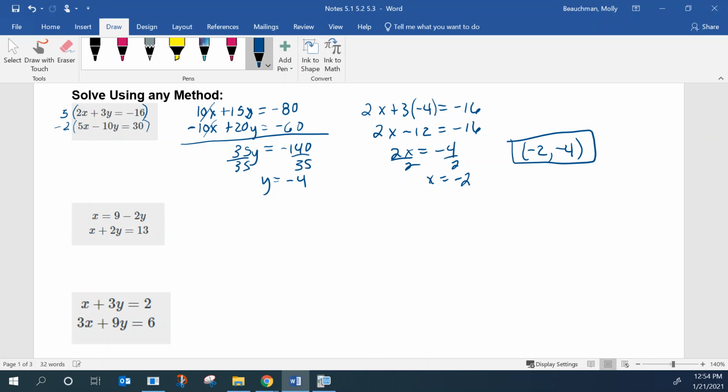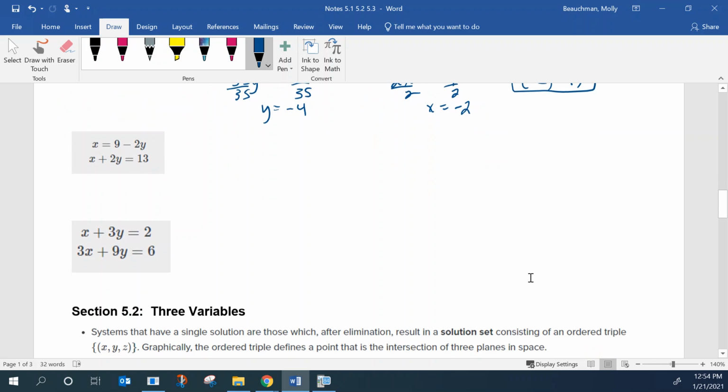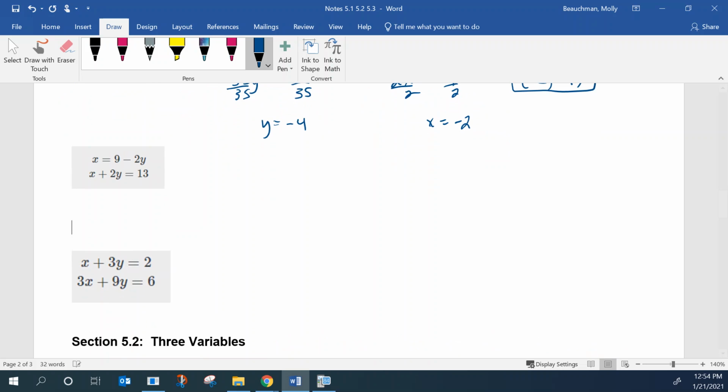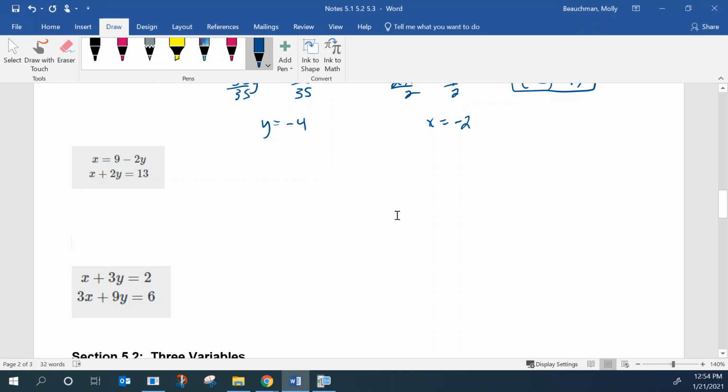All right, so the two examples we've looked at so far have a solution. What happens when you're solving that lets you know there's no solution or an infinite number of solutions? Let's take a look at the next example. We have x equals 9 minus 2y, and x plus 2y is equal to 13. This is set up nicely for substitution because we have x equals something in the first equation. So I'm going to take 9 minus 2y and substitute it for x.